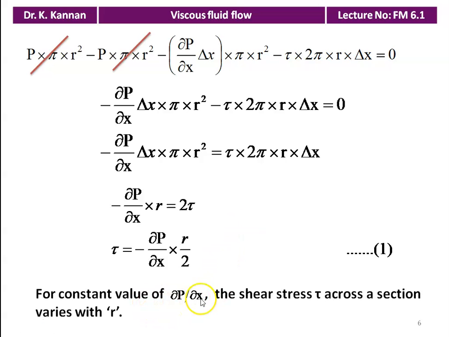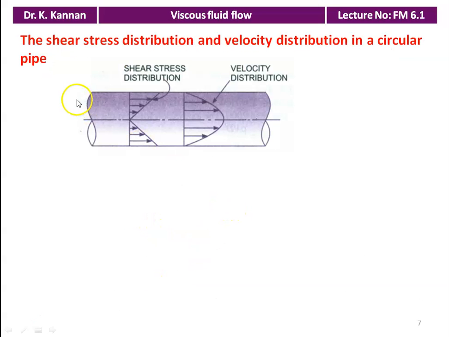For constant value of the pressure gradient in the x direction, so dou P by dou x is constant, the shear stress tau across a section varies with radius. So shear stress varying with only radius. So, considering dou P by dou x equal to constant, the shear stress distribution and velocity distribution in the circular pipe. So, look at the diagram. The first diagram is the shear stress distribution, and the second one is the velocity distribution.